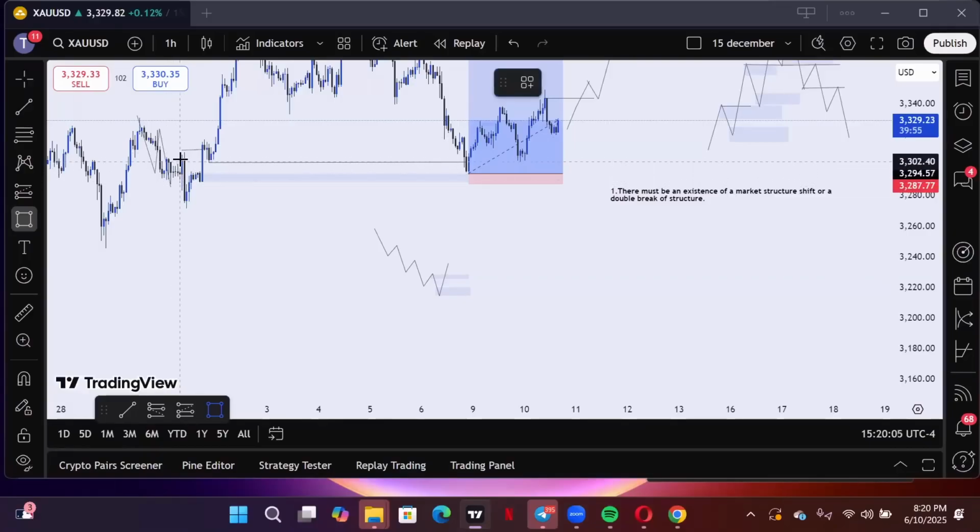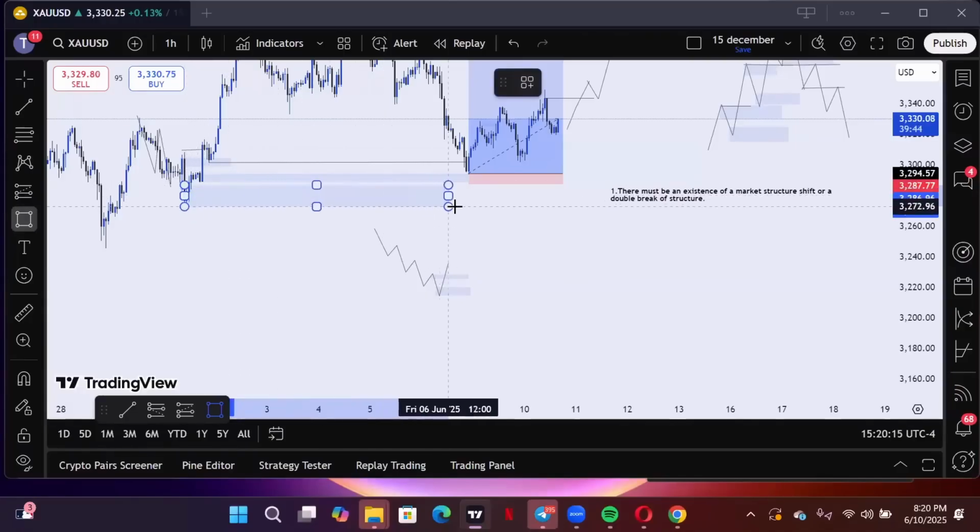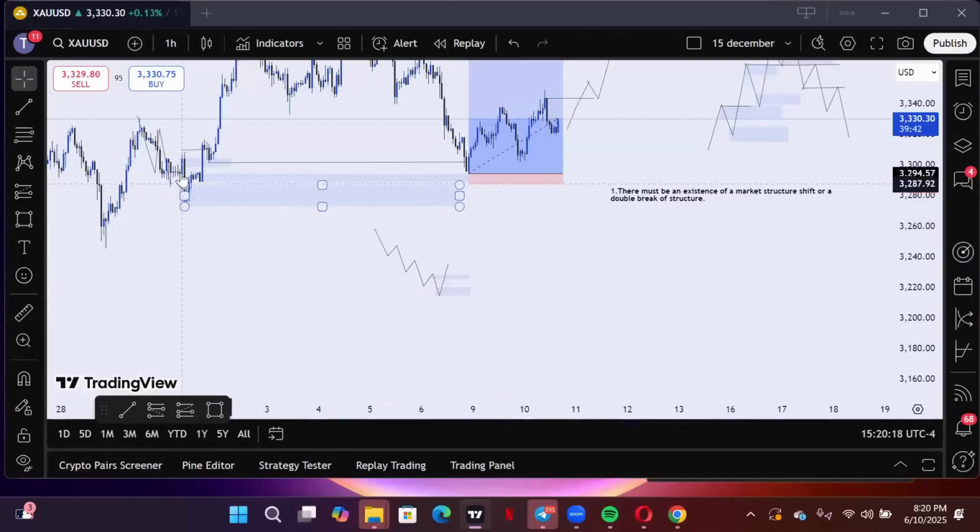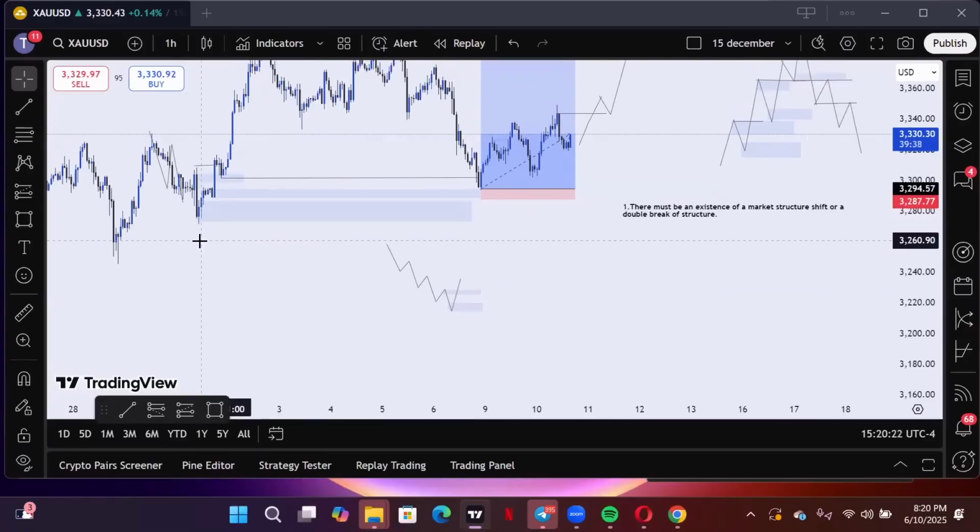So this is a breaker. Then if you look down here, you also find an order block. I think there's also going to be another order block down here too. This also looks like an order block. So a breaker, an order block, and possibly another order block down here. So how many POIs do you actually have? You have three POIs here.